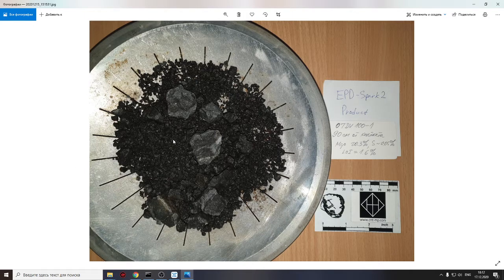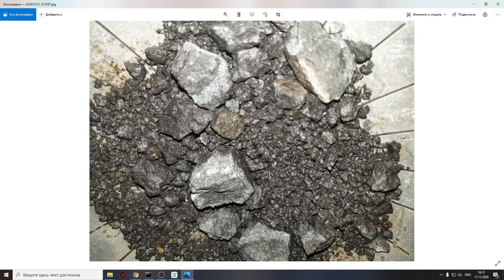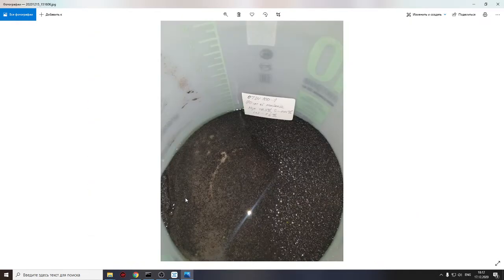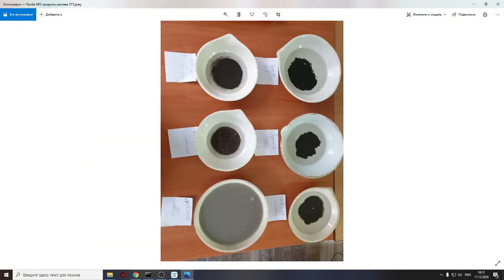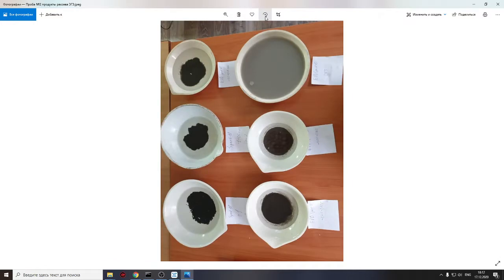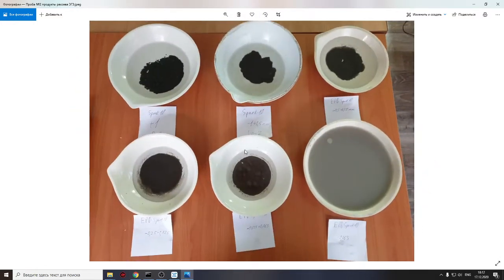It's a little bit less than half of the whole fraction, and we disaggregated it with EPD Spark 10. After that, we did the wet sieving yesterday, and this photo shows all the fractions we observed for sulfides.